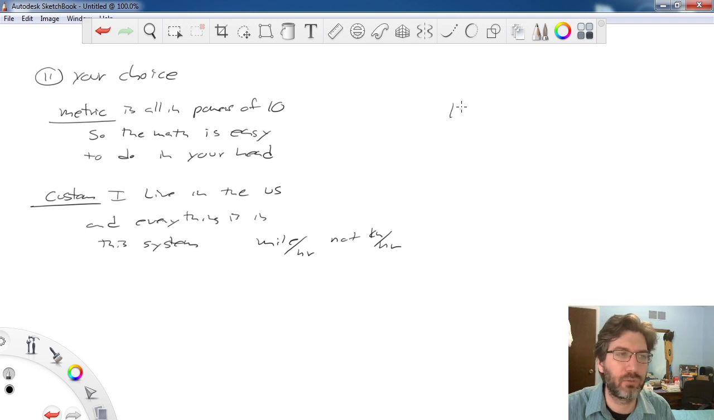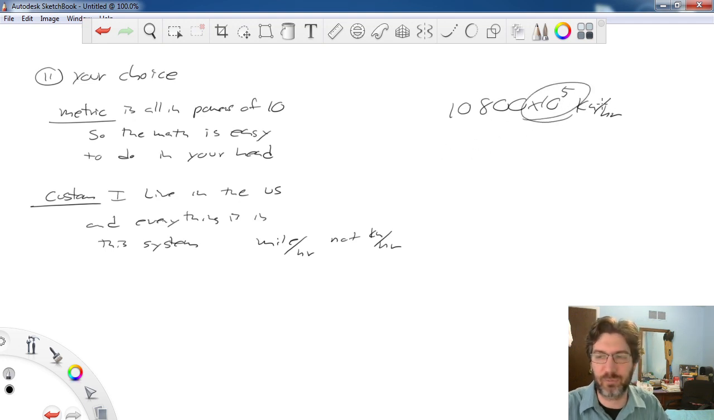No, actually the answer was 10800 times 10 to the 5th kilometers per hour. Yeah, that's what it is. Don't forget the exponent. In later years, we'll talk more about scientific notation. It actually is pretty simple and makes your life easier because it is just based off of groups of 10.